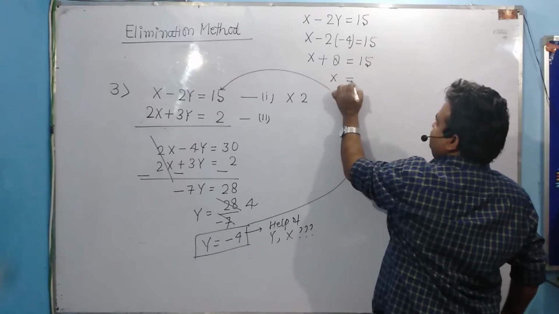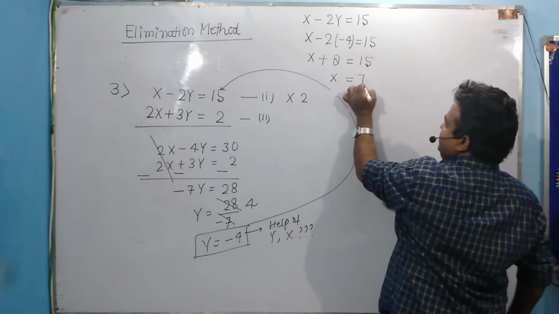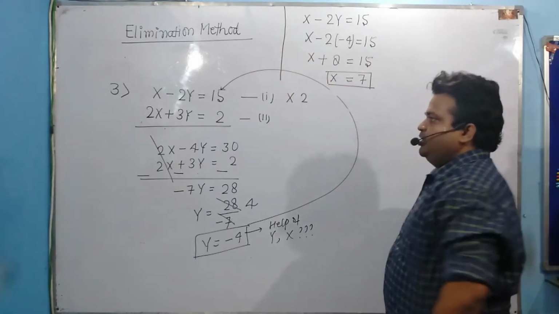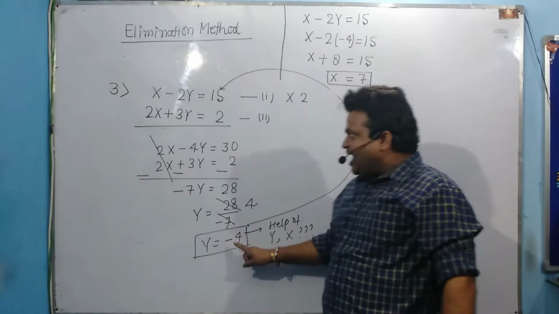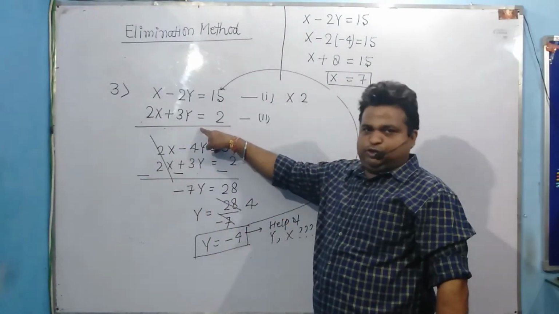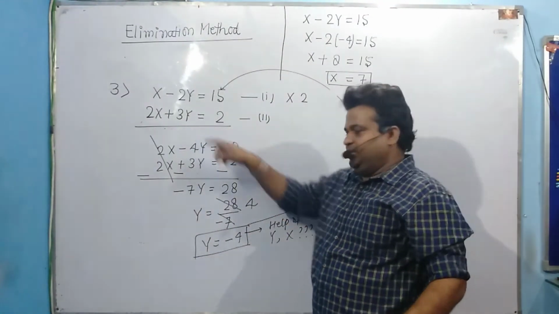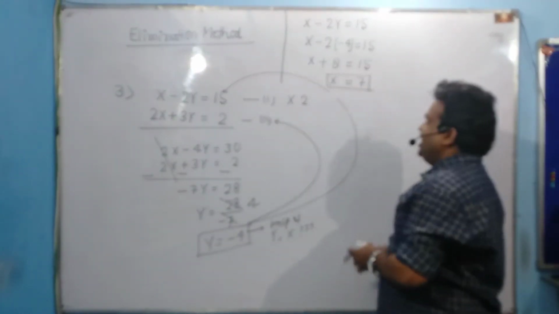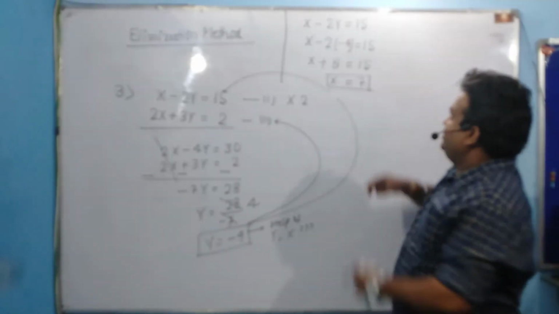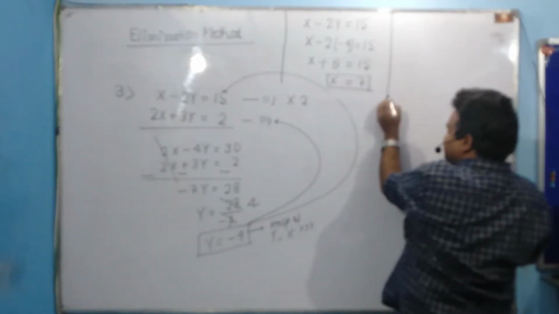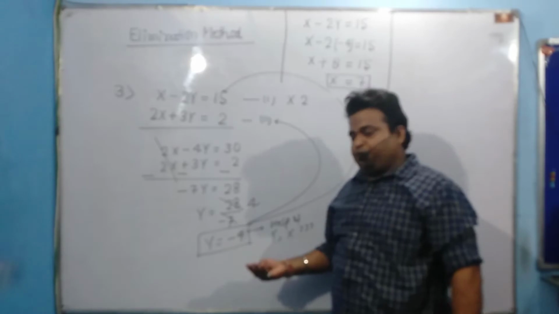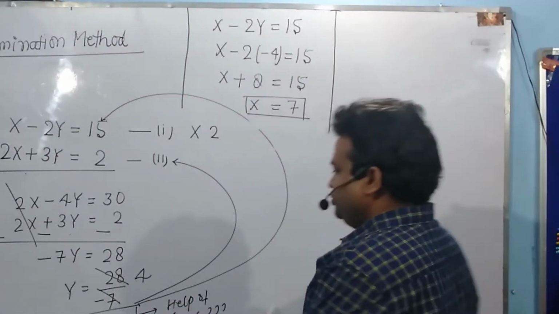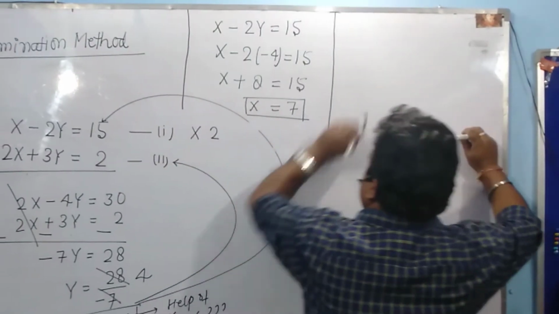So x is equal to what? 15 minus 8, which comes to 7. So this is the value of x. Now you can put this y value in equation number 2 also, and you will get the same result. I already got x equal to 7, but I am just showing you that if you put y equal to minus 4 in equation number 2, you will get the same result.